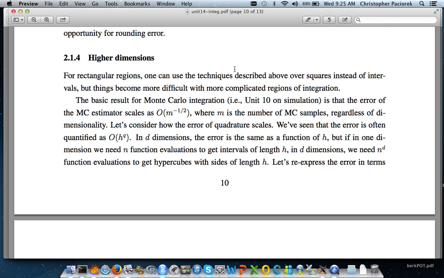Okay, so we've seen that in one dimension, the error can be quantified if we're back in the simple situation of having equally spaced intervals. The error can be quantified in terms of the length of the interval. So if we use smaller and smaller intervals, we're going to get better and better estimates of the integral.